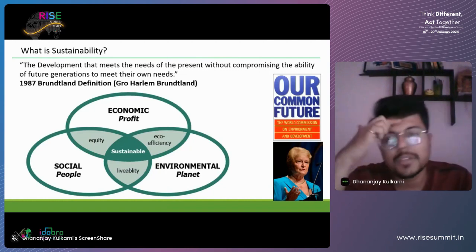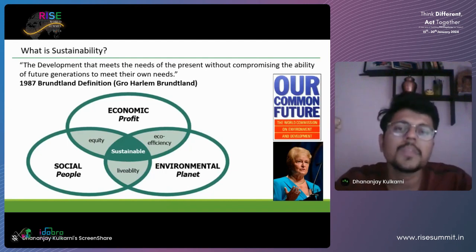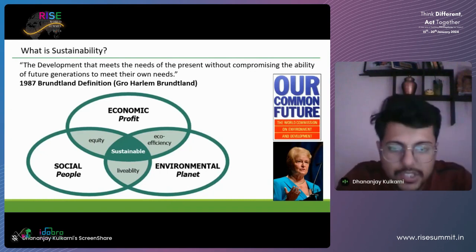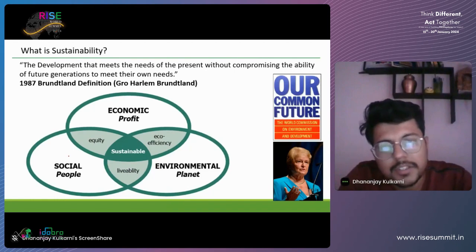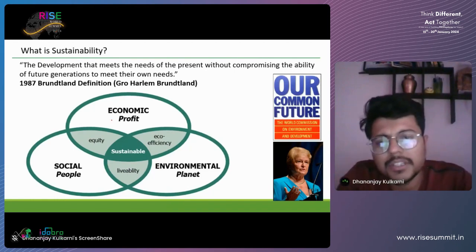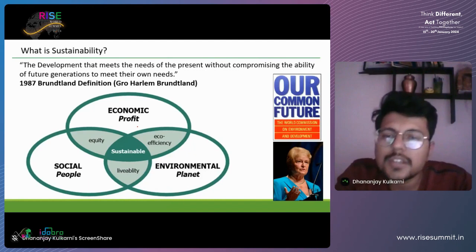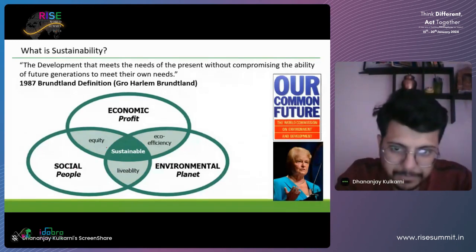But the major problem is, with our linear thinking, with our reductionist approach, we are not able to understand the entire elements and how they are interacting with each other. For example, as you can see on the screen, these are the three pillars of sustainability, or three P's of sustainability. Maybe profit, people, planet, or economic, social, and environmental. So sustainability is when we achieve all these three.